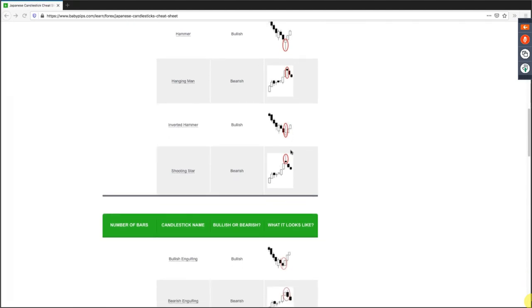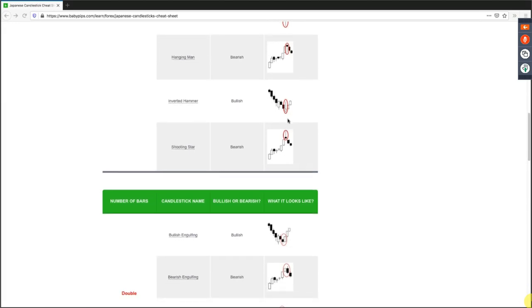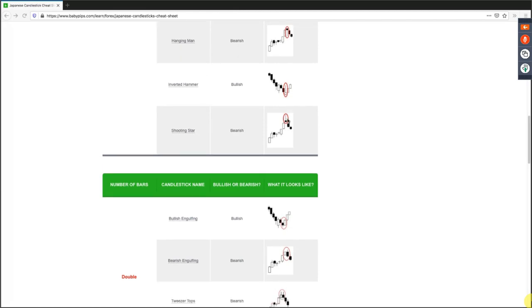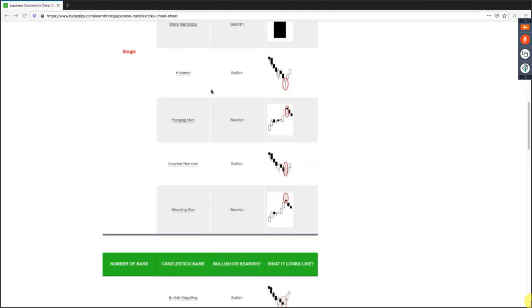For bearish, you have your shooting star. So this one we covered already in the slides. The one that I think we didn't really cover much is the spinning top. And also, bullish and bearish engulfing candles were covered over here. So basically you want the whole candle to engulf the previous one.